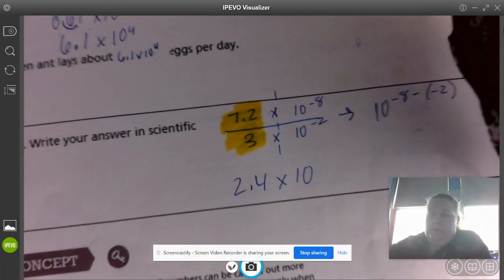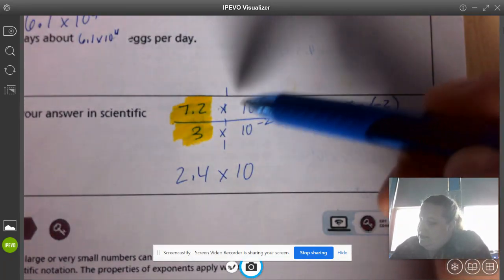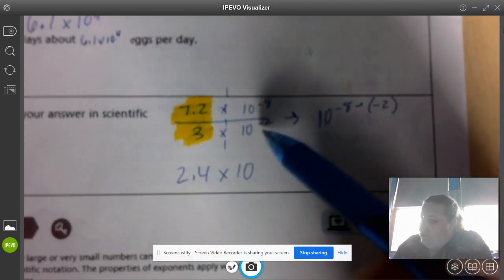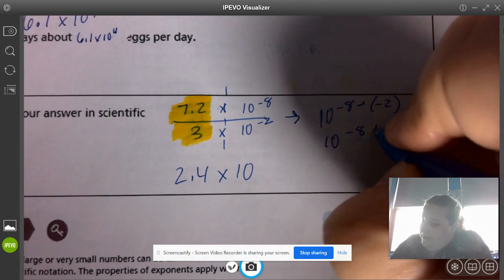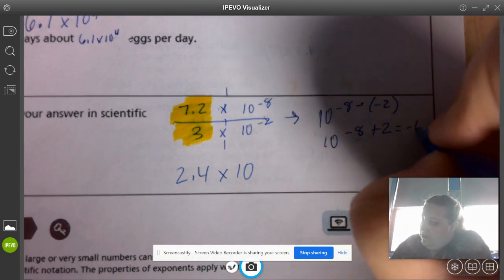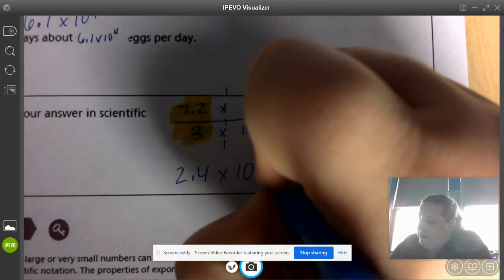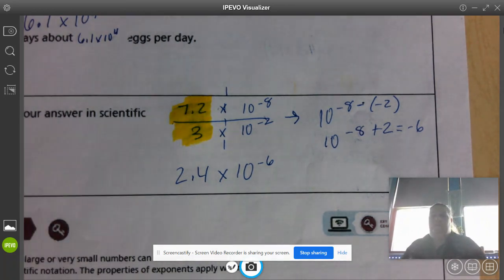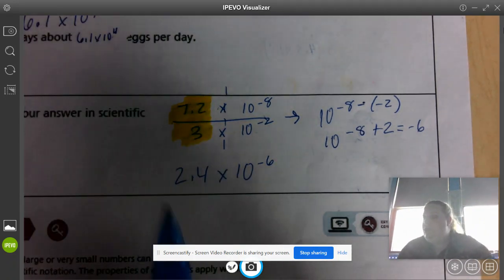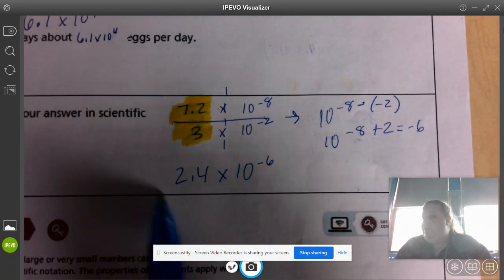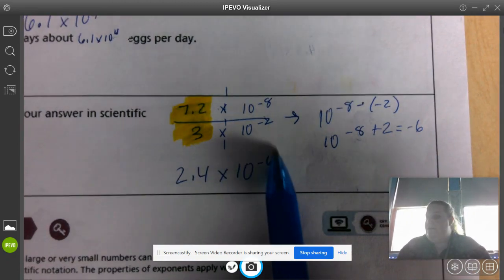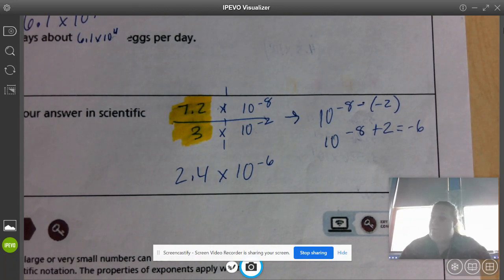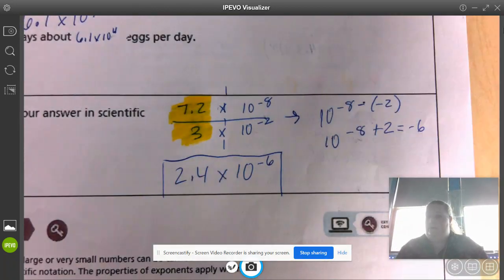So once again, 10 to the negative 8, always subtracting, in this case, a negative 2. So this really becomes negative 8 plus 2, which is negative 6. So this is 10 to the negative 6th power. So now I check, is this true scientific notation? Well, my first factor is between 1 and 10. Great. Base 10 for my second factor and some exponent. So this would be my final answer.